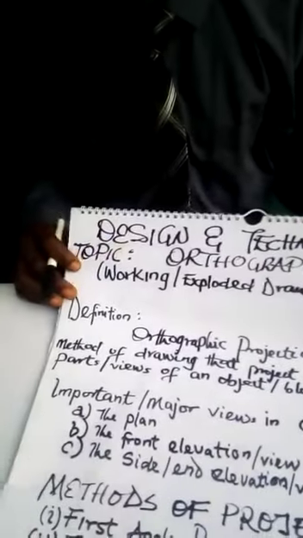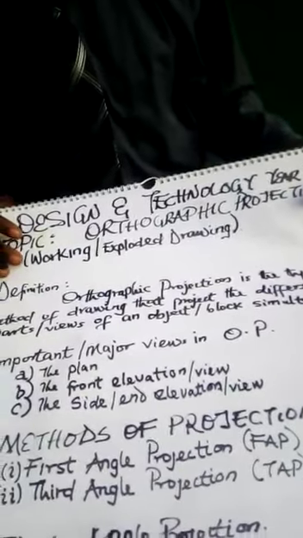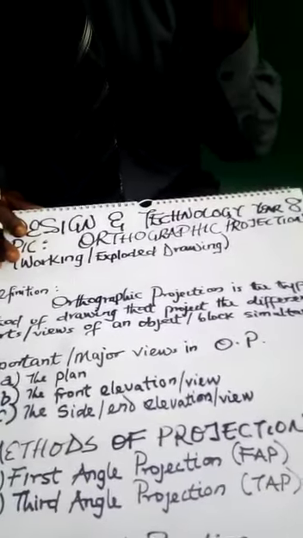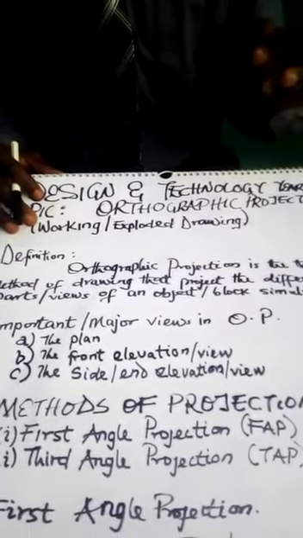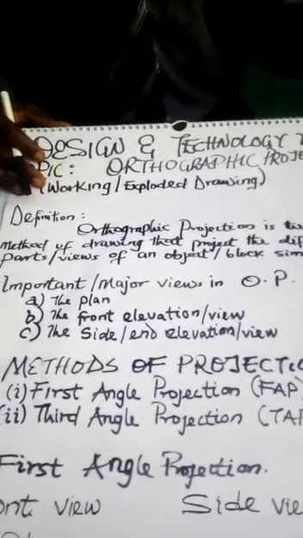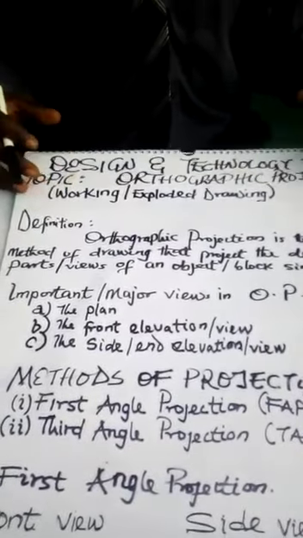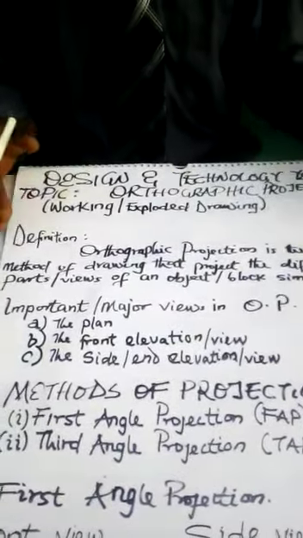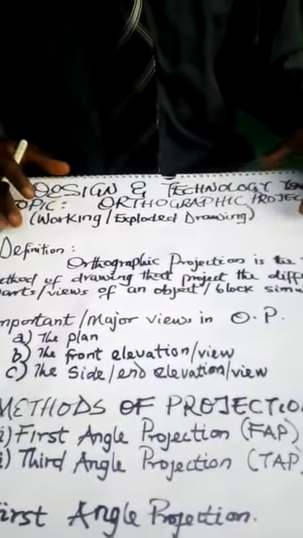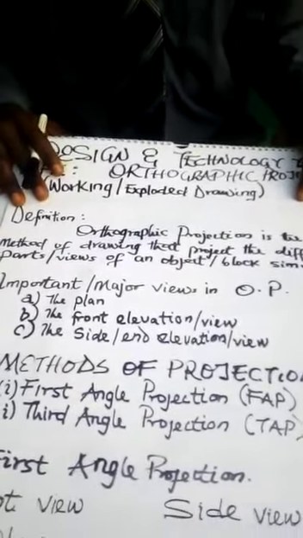As you can see here, we have important keywords that will be used in this topic. Number one, we'll be looking at the plan. We'll be looking at the front elevation. We'll be looking at the side elevation, sometimes called the end elevation, as the case may be. The way you will draw them differs slightly. As you are drawing this, there are methods by which you can draw them.